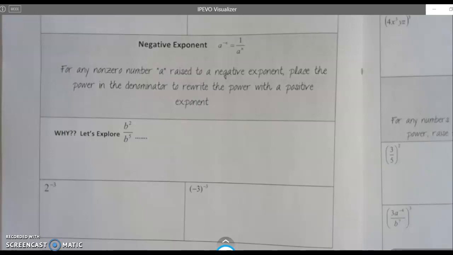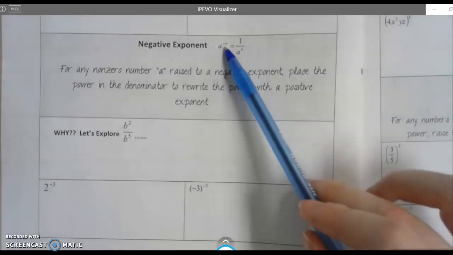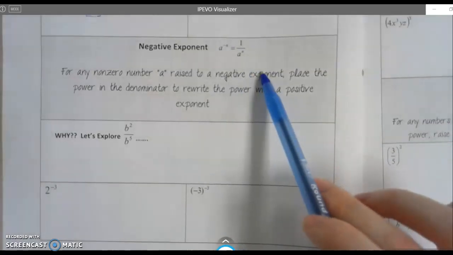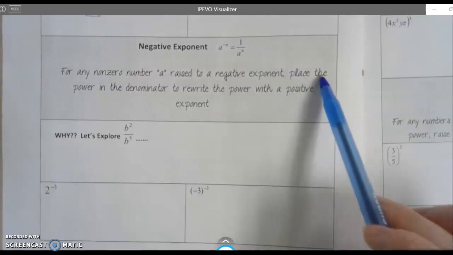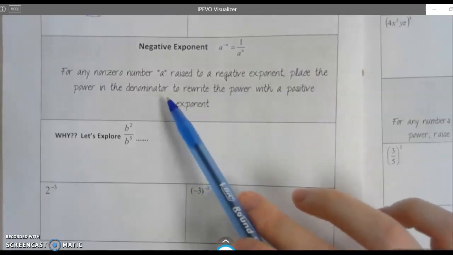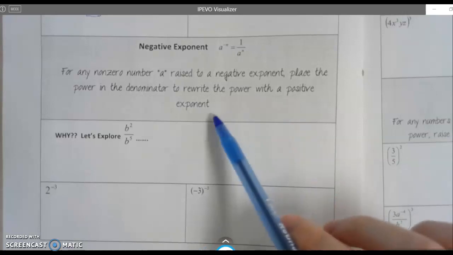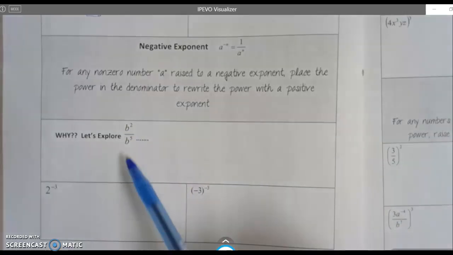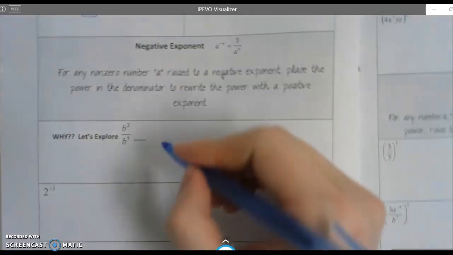Another very important exponent rule is what we call the negative exponent rule. Exponents, those little numbers written to the right of your base, they do not like to be negative. So if you ever have a negative exponent, you are going to place the power in the denominator to rewrite the power with a positive exponent. So let's do an example. For example, b squared over b to the 5th.